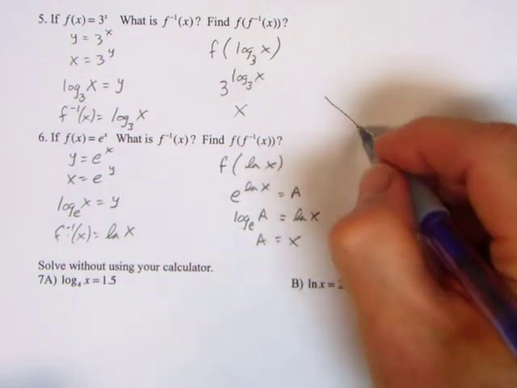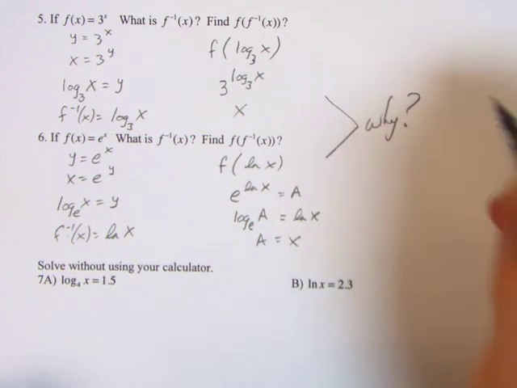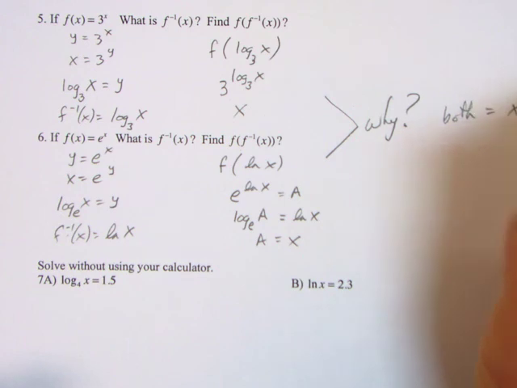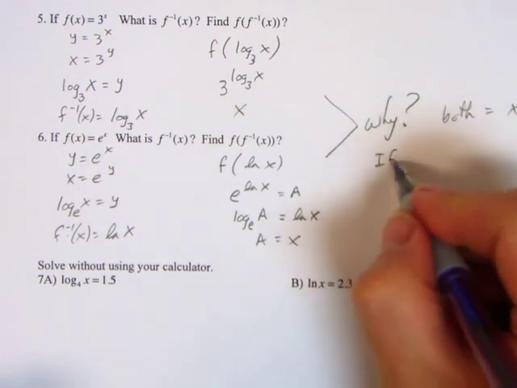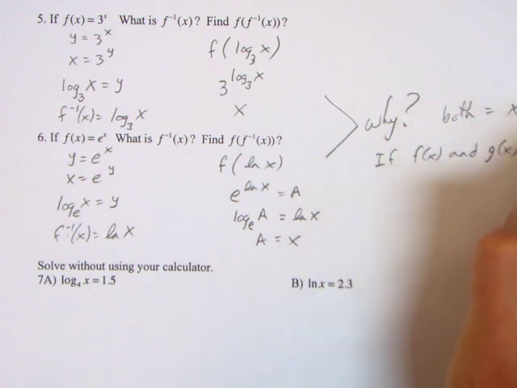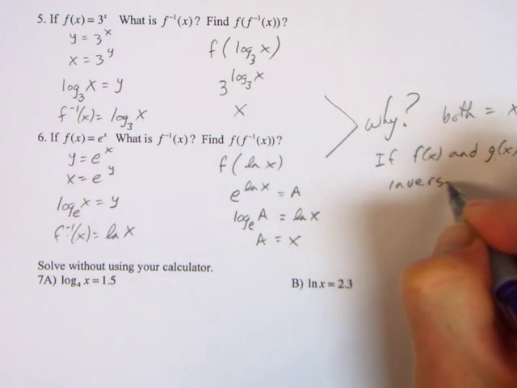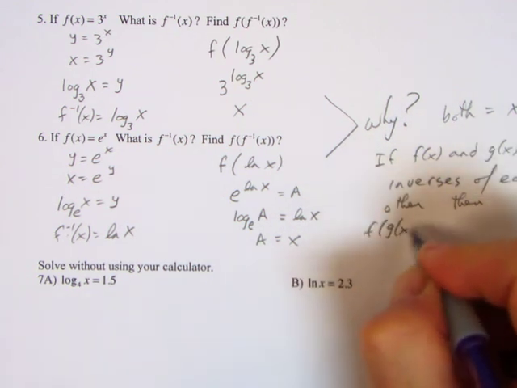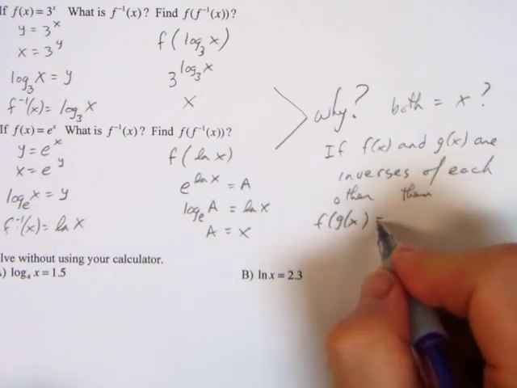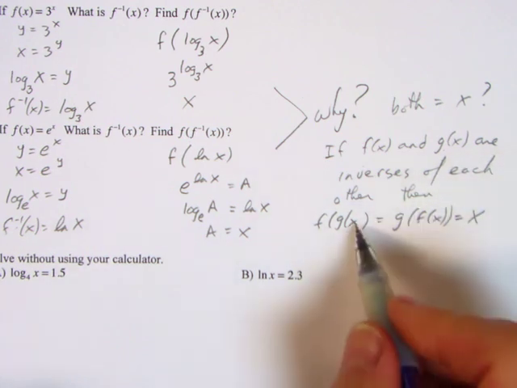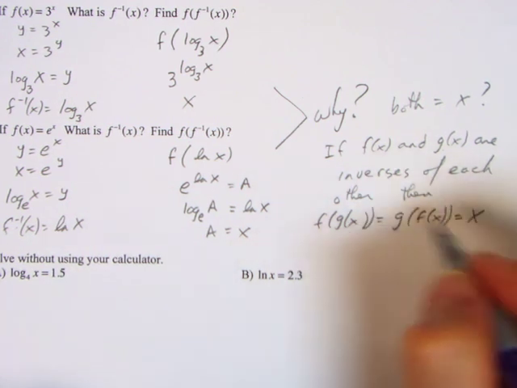Now my question is, why? Why do both of them equal x? Recall back in we had this statement, if f of x and g of x are inverses of each other, then f of g of x equals g of f of x equals x, for all x in the domain of g for this one, and all x in the domain of f for this one.